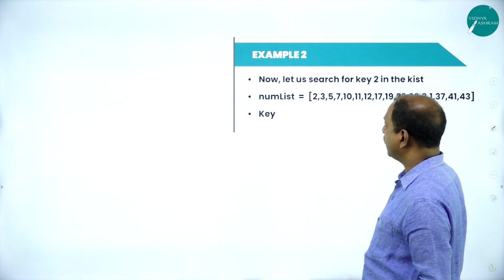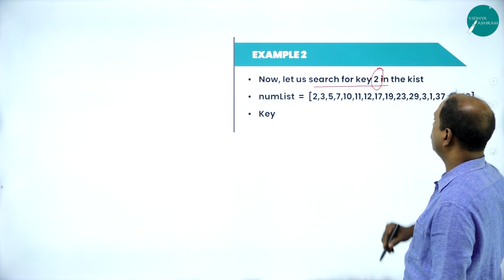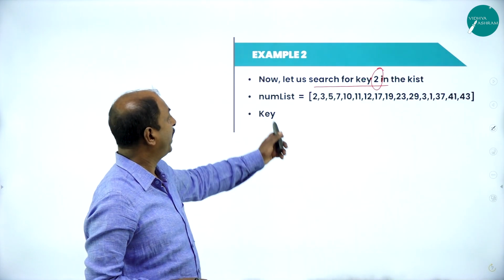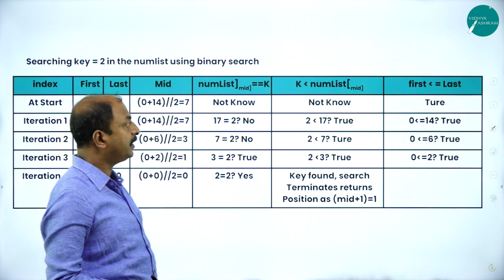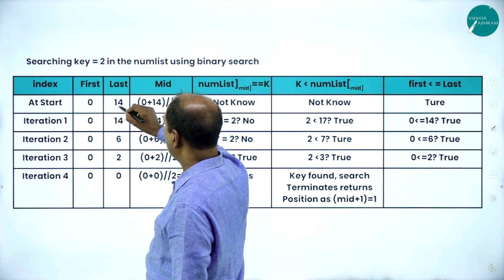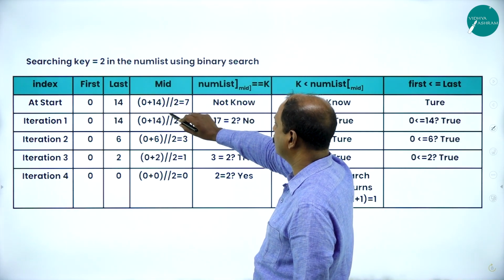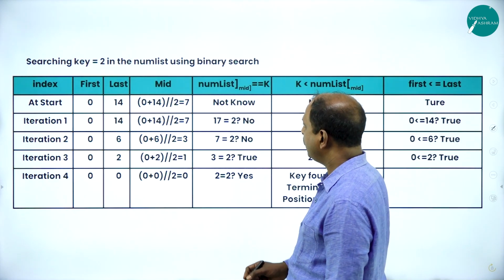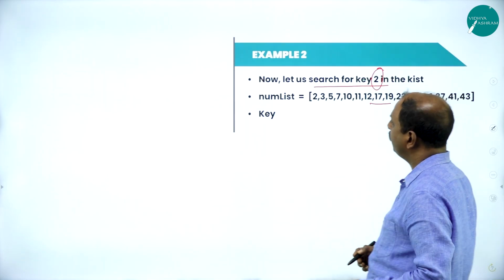Now let us look at one more example. Let us search for one more value, key value 2, in the same list. These are the values in the given list, and we have to search for the value 2. Here first is 0, last is 14, so 0 plus 14 divided by 2, the quotient is 7. The middle element is at index 7, which is 17.